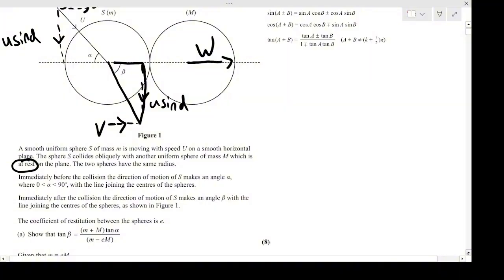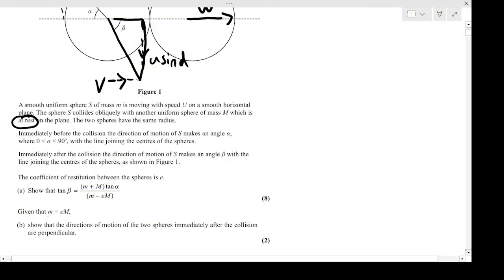Okay, then I'm told that actually little m is e lots of big M. And so I need to show that the directions of motion of the two spheres afterwards are perpendicular. Okay, so obviously they've asked me to do part A. They asked me to show this result for a reason. And so let's try and substitute this in. Okay, m is e big M.